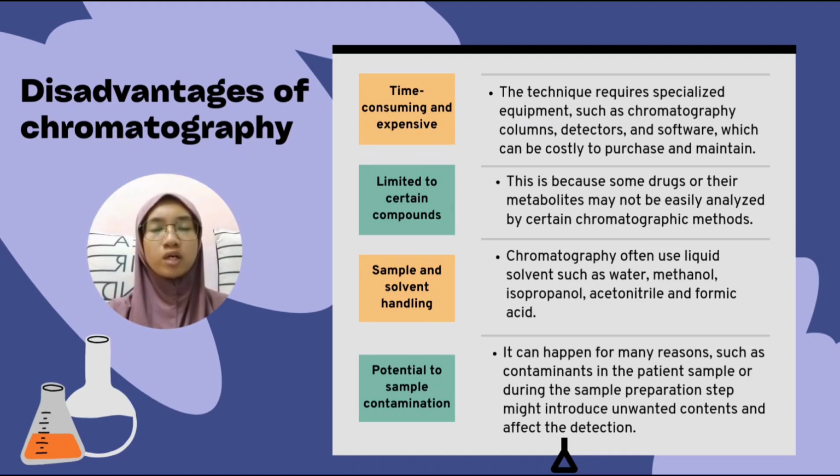Next, sample and solvent handling. Chromatography often uses liquid solvents such as water, methanol, isopropanol, acetonitrile, and formic acid. Acetonitrile is a hazardous organic solvent which can cause fatal cyanide poisoning as it changes to cyanide within the body.